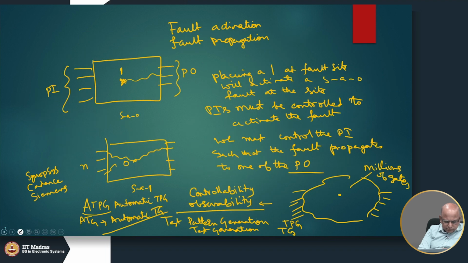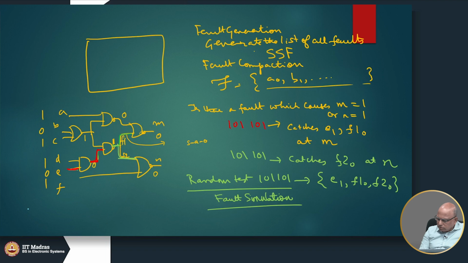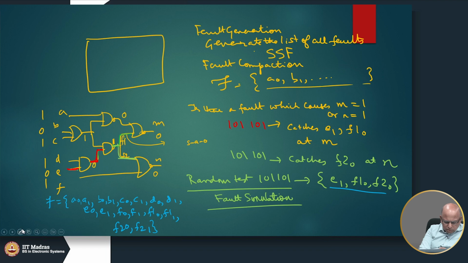So, in our previous example, we generated 101, 101 and that eliminated these guys. What is our original fault list? Our original fault list included A0, A1, B0, B1, C0, C1, D0, D1, E0, E1, F0, F1. Then we had F10, F11, F20, F21. I am sorry, we forgot this guy. We also had, let us call this, G1 and G2.